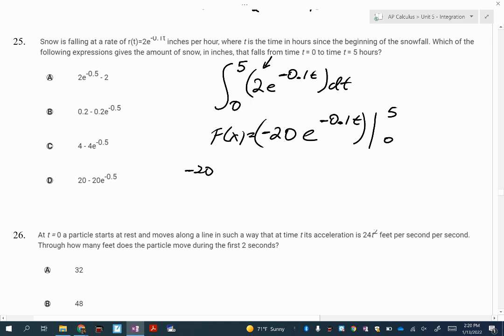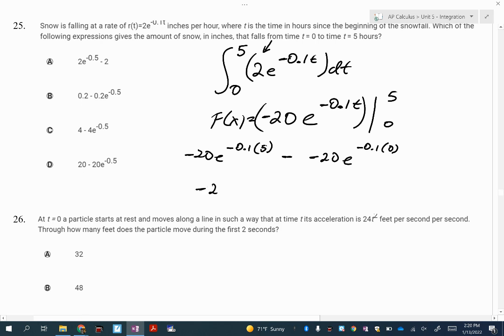So negative 20 times e to the negative 0.1 times 5 minus negative 20 times e to the negative 0.1 times 0. So this one is just going to be e to the negative 0.5 power. And then watch what happens here. E to the 0 power is just 1. All right, negative 20 times 1 is negative 20, but you're subtracting negative 20, so it becomes addition.